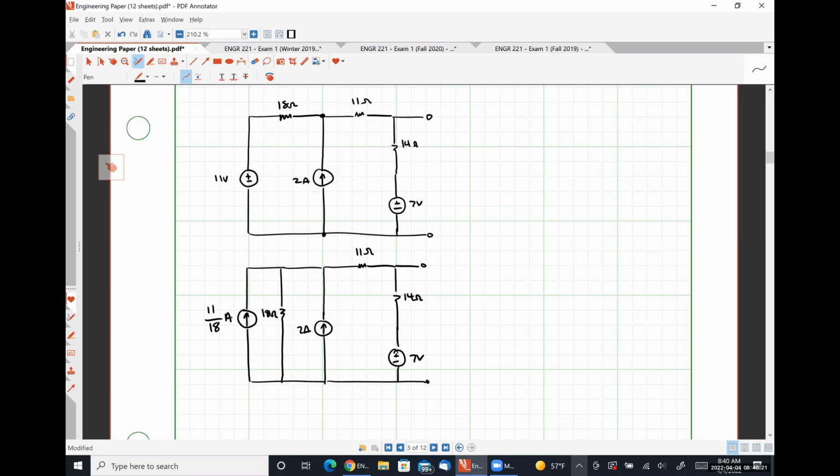Now I have 2 current sources that are in parallel. So what I'm going to do is I'm going to combine those 2 together. So 11 over 18 plus 2.